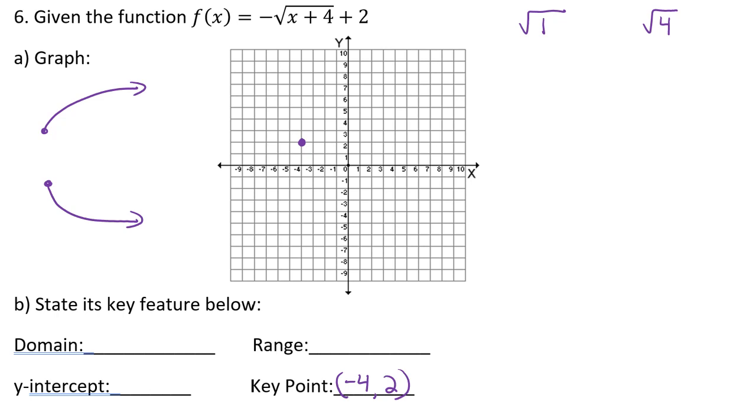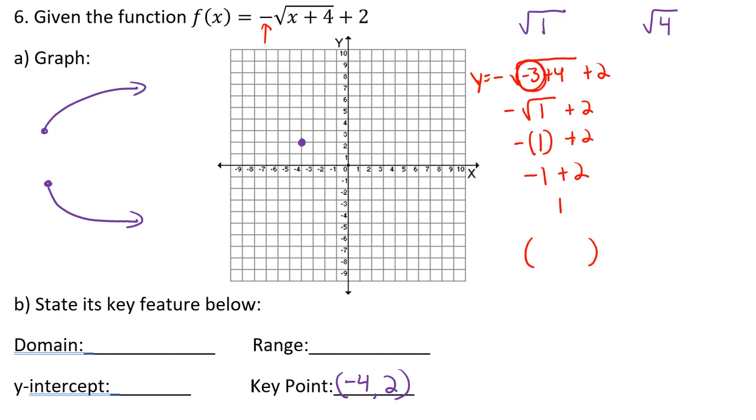So we need to figure out what number plus 4 would get us a 1. Well, negative 3 plus 4 equals 1. That's going to give us the square root of 1. Notice how I'm writing this minus sign in front, because it's right there in the problem. Don't forget it as you write your work. The square root of 1 is 1. Well, negative times a 1 is negative 1. So negative 1 plus 2 is 1. And so I plugged a negative 3 in for the x, I got a 1 for the y, and so I'm going to plot that point.